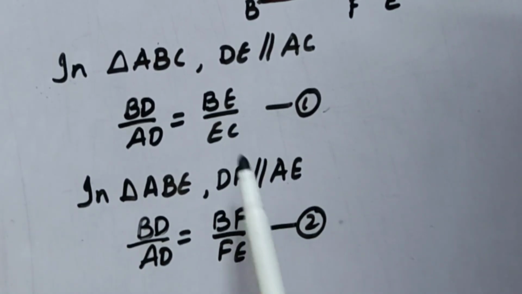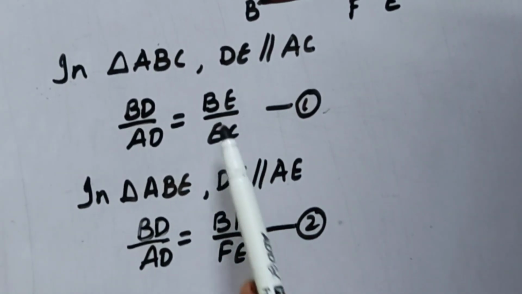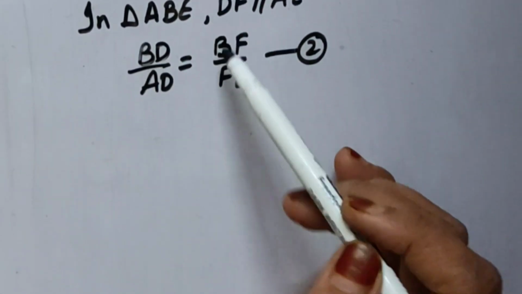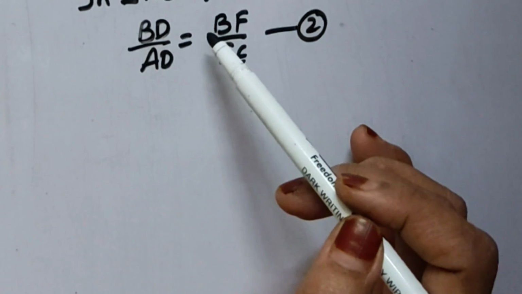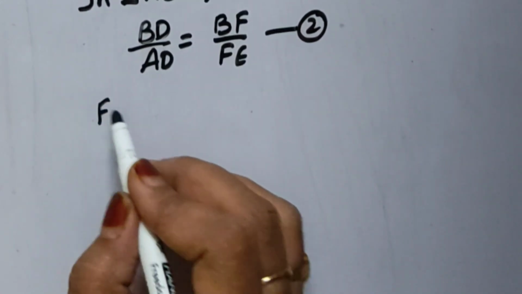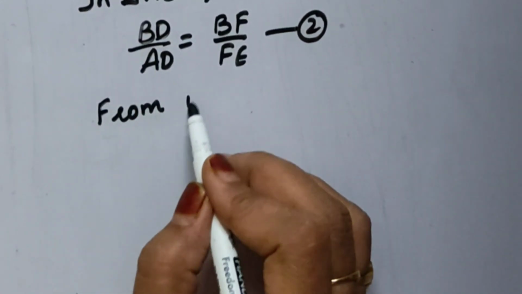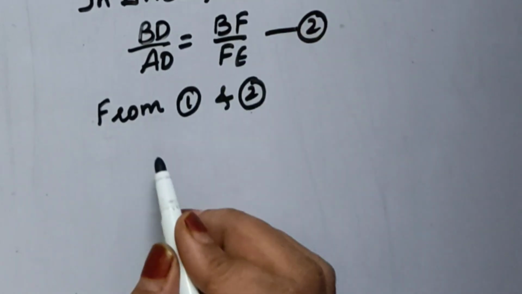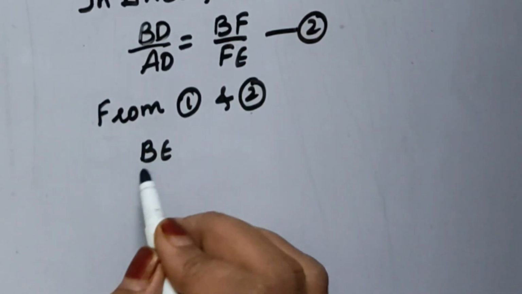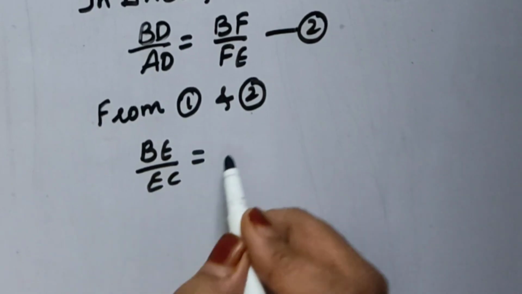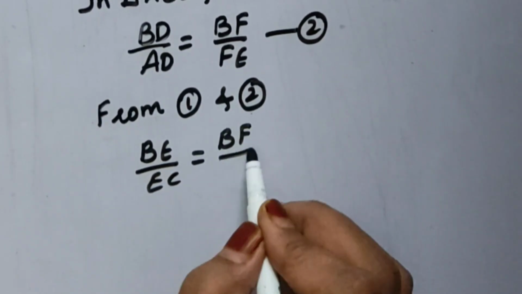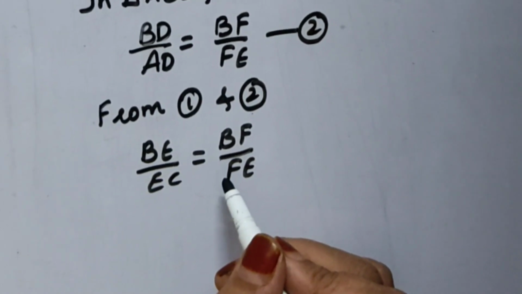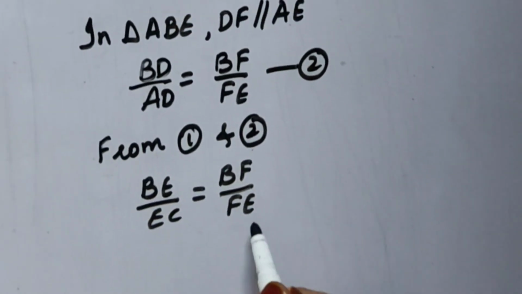Now you can compare this equation 1 and 2. When we compare these two, you can see that when these both are equal, these both are also equal. Okay, from 1 and 2 we say that BE by EC equals to BF by FE, or you can write according to the equation as well. Hope this is clear.